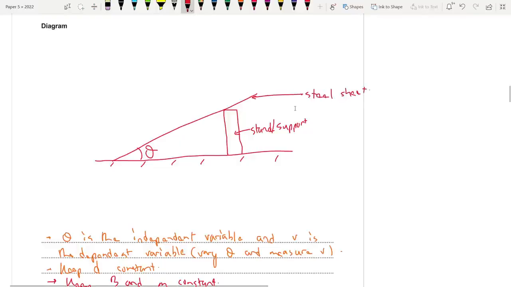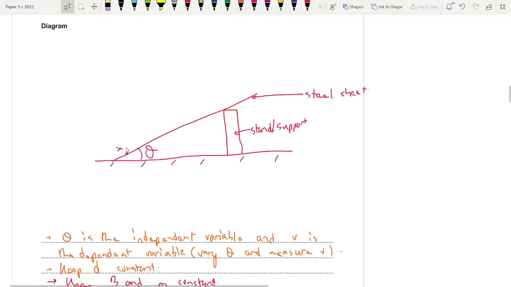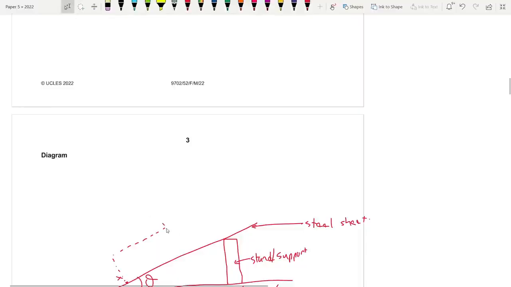Then we're going to label point x, and we're going to label the trolley as well. So this is fine. This looks okay, and this is distance d.